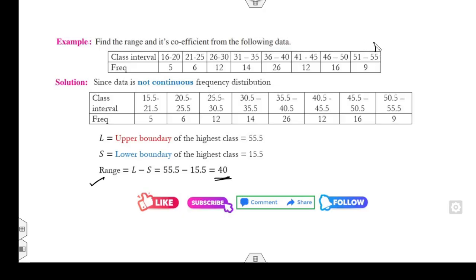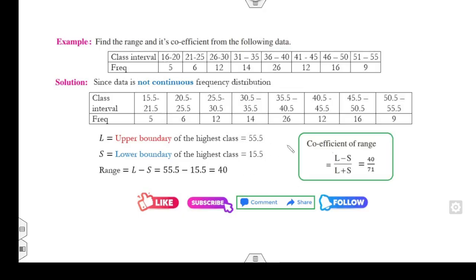लेकिन अगर आप यहां से निकालते without converting into this is largest limit and this is smallest limit, clearly say this is not equal to, तो आपका गलत हो जाता. And how you can find its coefficient? That will be L minus S over L plus S. I can substitute the value of the L and S. You can get the answer is 40 divided by 71 is the right answer.